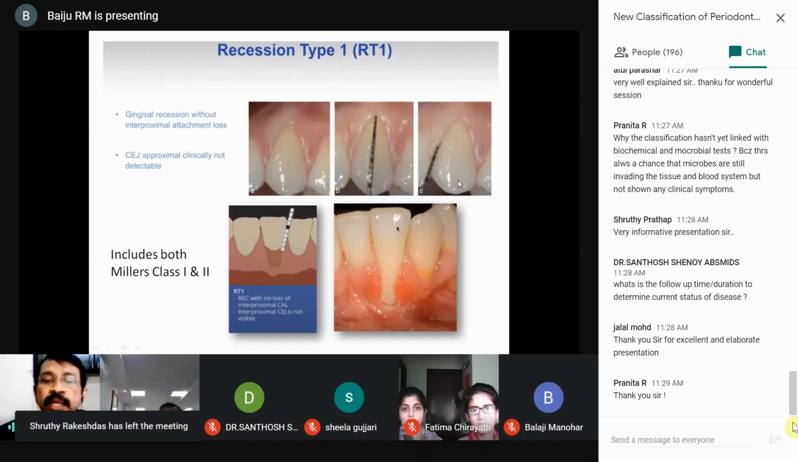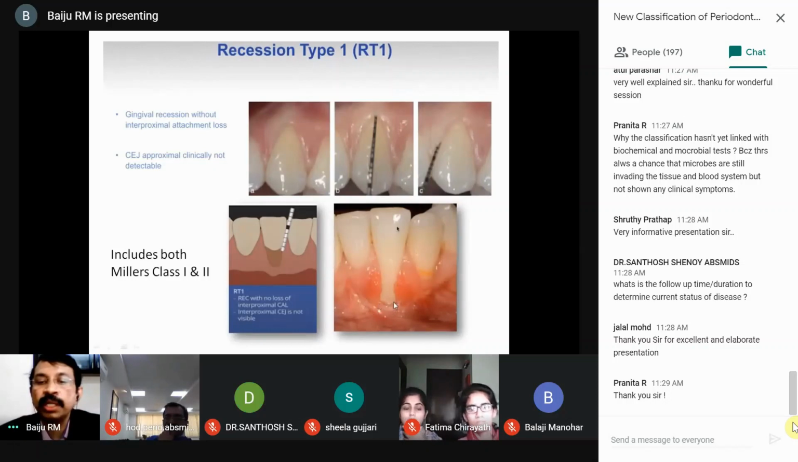So as you can see, this is the Miller's class 2, where the recession has extended to the mucosal junction. There is no attachment right here, but there is no interproximal loss. In this photo, there is a buccal recession, but it does not reach the mucosal junction. So both these categories will fall in.